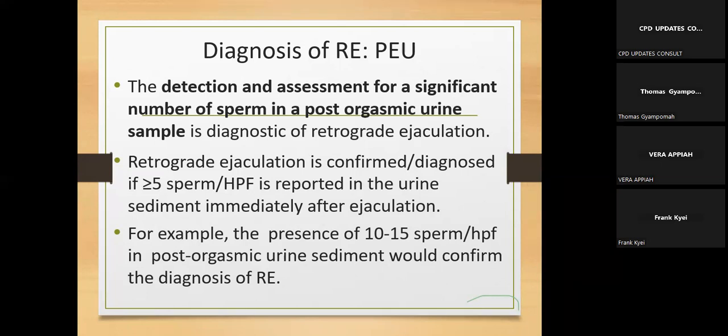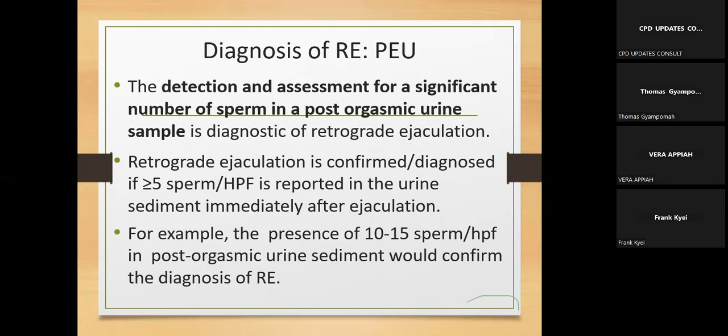So the fact that some sperms are seen in the urine deposit doesn't confirm retrograde ejaculation. It is the significance of the numbers that matters. That's why I'm bolding this statement: the detection and assessment for significance. Just like you do urine culture. If you do urine culture and there's growth, the fact that there's growth doesn't mean that there's infection. The growth should be countable to give you a colony count of more than 10 to the power 5. So the fact that you have seen growth doesn't confirm that the patient has a UTI. What is the colony count? If the colony count doesn't meet the threshold, then you cannot say that the patient has UTI.